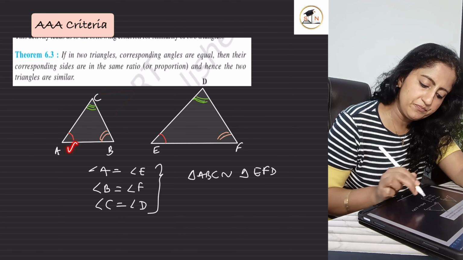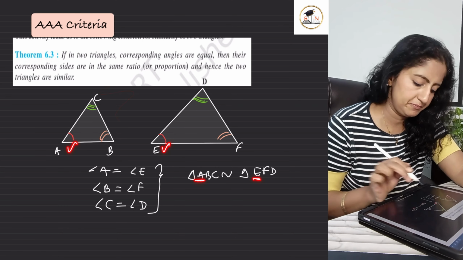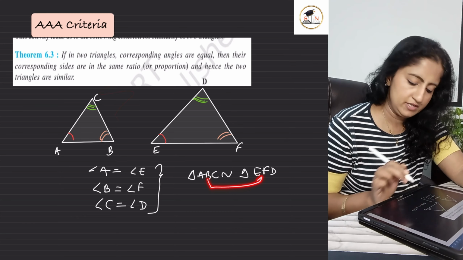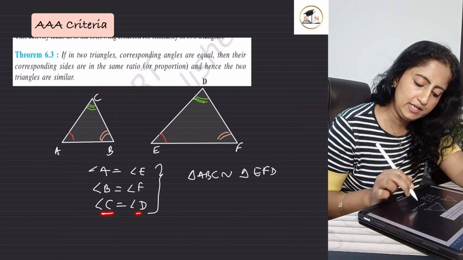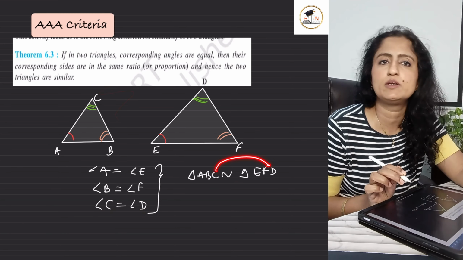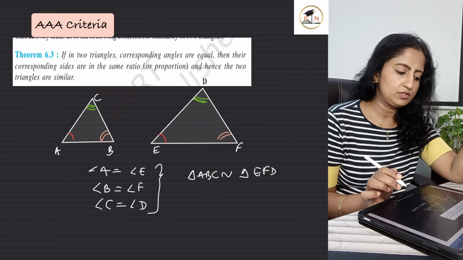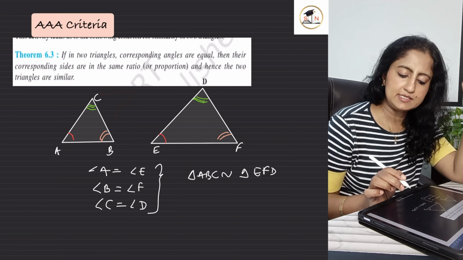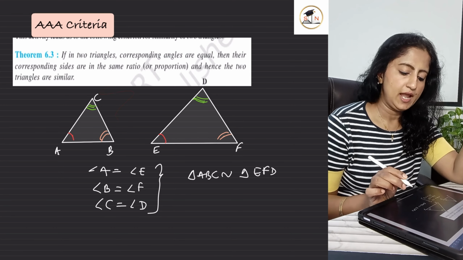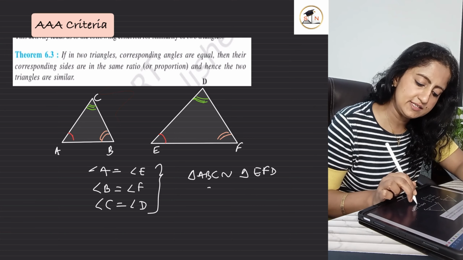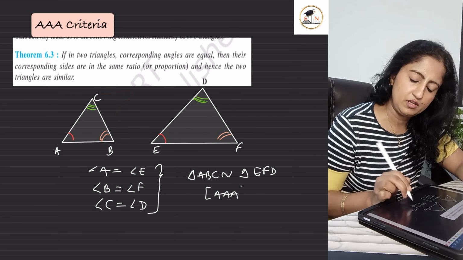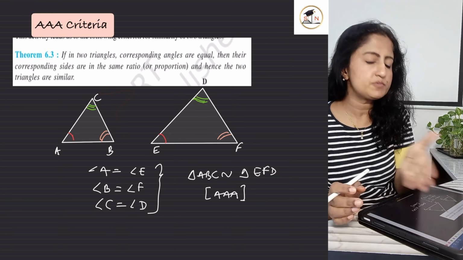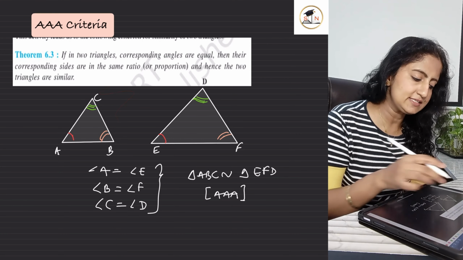A equals E, so E came in correspondence with A here. B was equal to F, so F in correspondence with B, and last, C was equal to D, and hence C came in correspondence with D. Okay, so the triangles that we have got similar over here are ABC similar to EFD. Okay, and what is the reason for it? The reason is AAA. And in the theorem they had already mentioned that the corresponding sides are also in the ratio. Our triangles are similar.